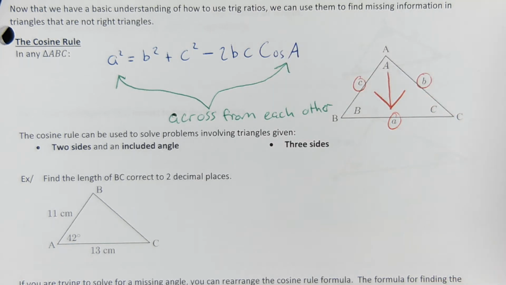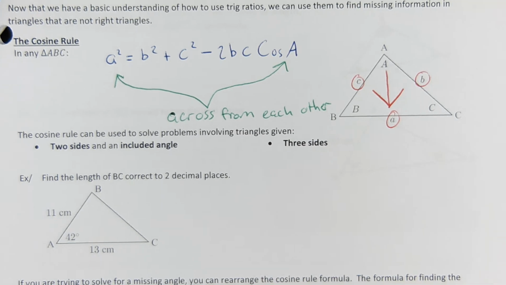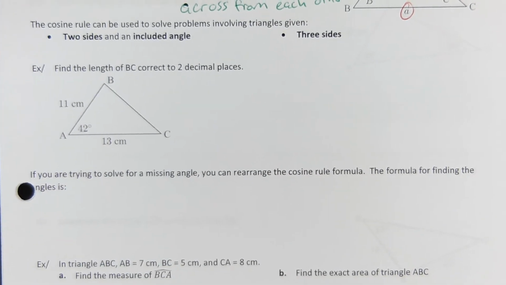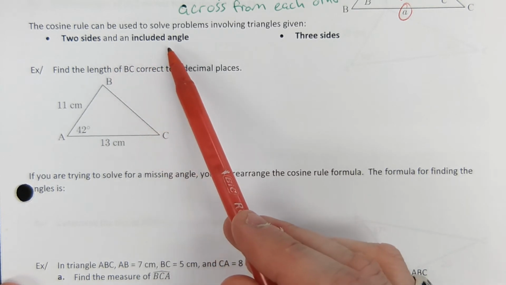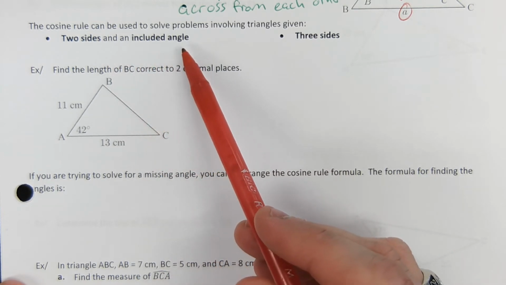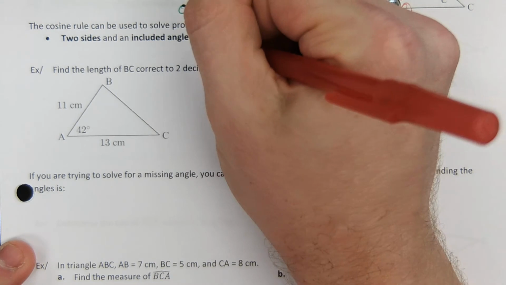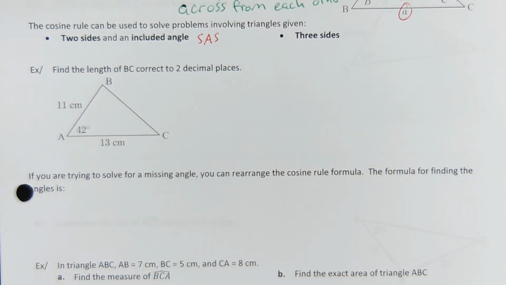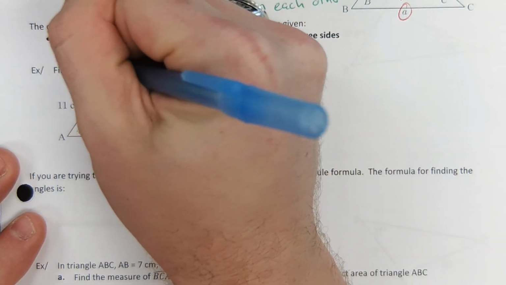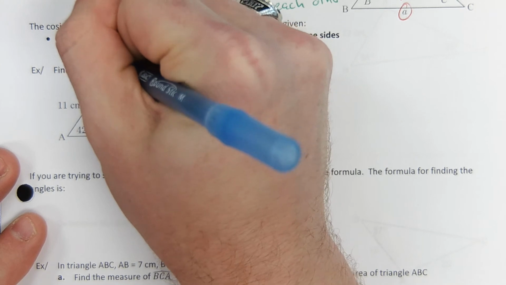So all right. So what's the relevance of this? In what situations would this be used differently and used instead of the sine? Well, the cosine rule can be used to solve problems involving triangles given 2 sides and an included angle, which is side angle side. Side angle side is what we did yesterday. You can use the cosine rule if you have side angle side to find another side. This would be to find the third side.